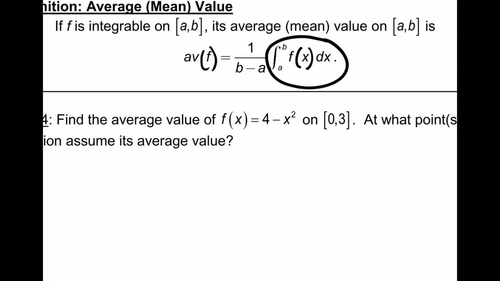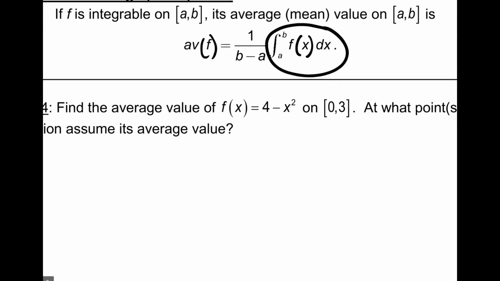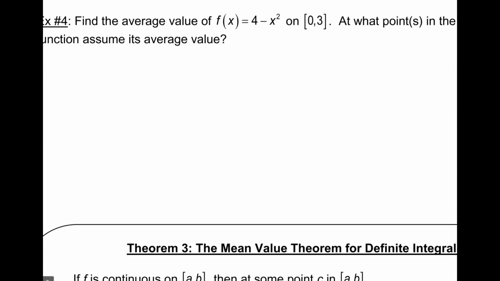This is just the mean value. Okay, so find the average value of f of x equals 4 minus x squared from 0 to 3. At what points in the interval does the function assume its average value? So there's two things we have to do. Find the average value, and then see when do we actually have that as our y value.